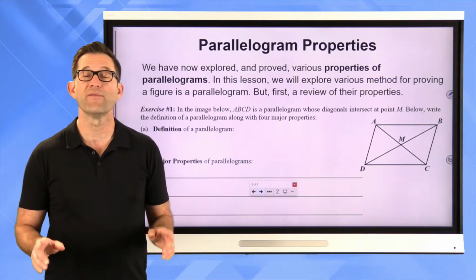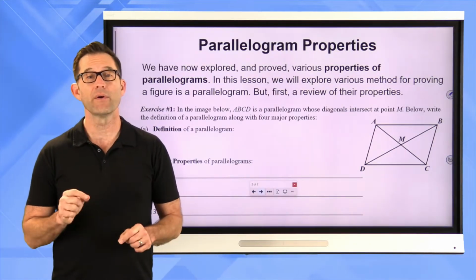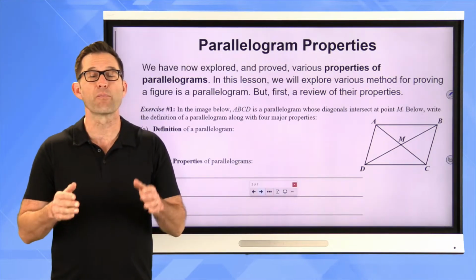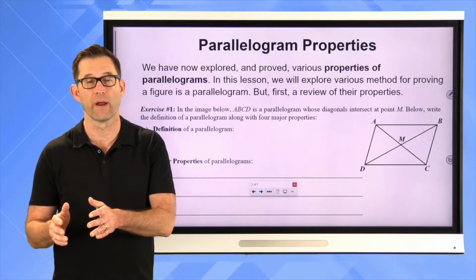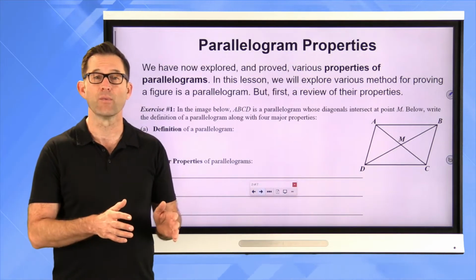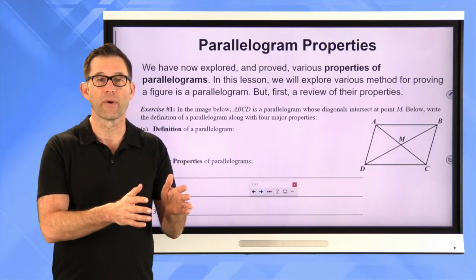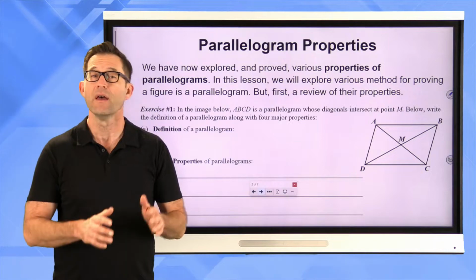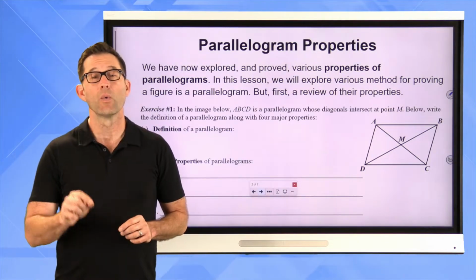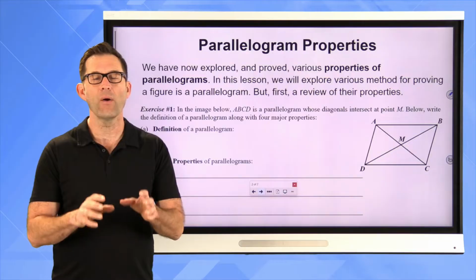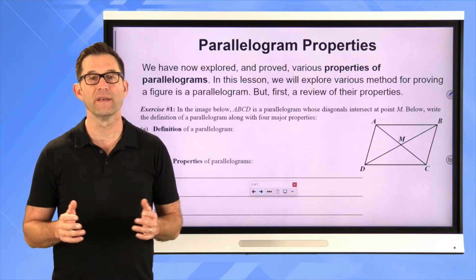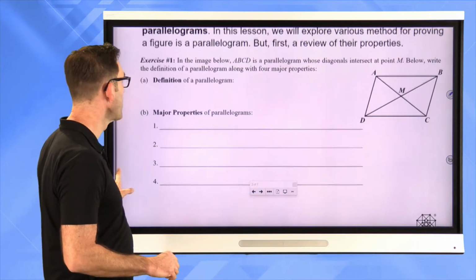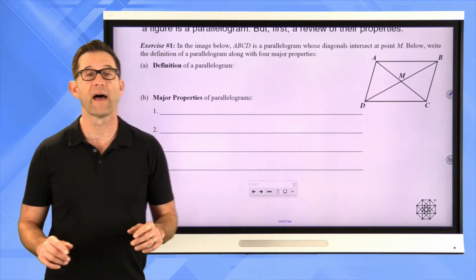Parallelogram properties. We have now explored and proved various properties of parallelograms. In this lesson, we will explore various methods for proving a figure is a parallelogram. In our previous lesson, we looked at, if this is a parallelogram, what can we say about its properties, or what can we prove about its properties? Today, after exercise 1, we're going to be primarily concentrating on how we can prove that a quadrilateral is a parallelogram. So let's first review the properties of parallelograms that we proved in the last lesson.